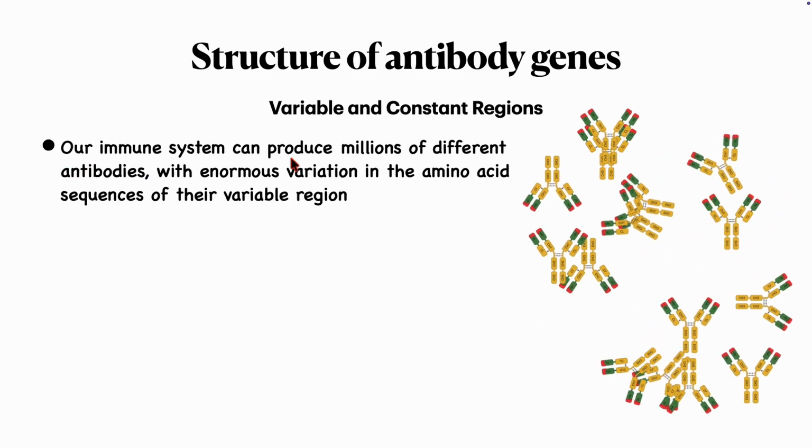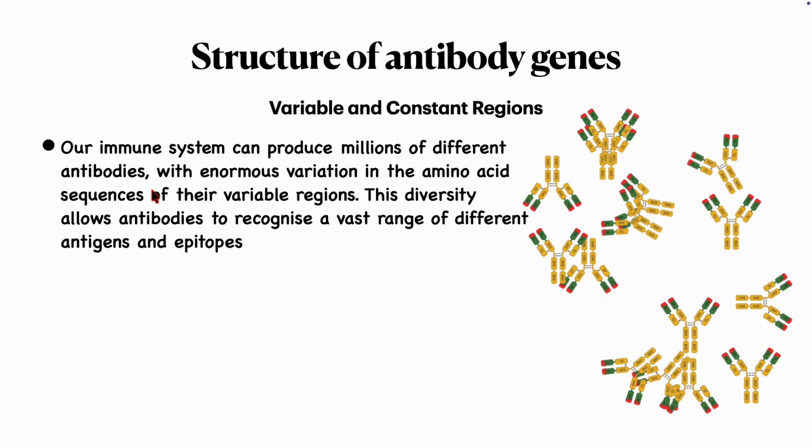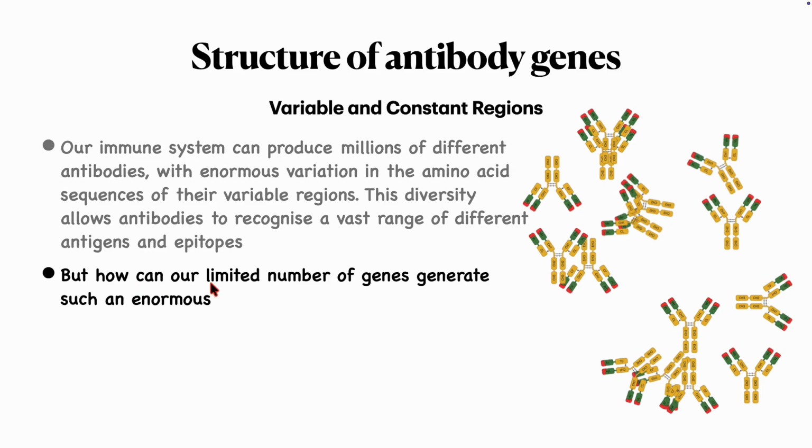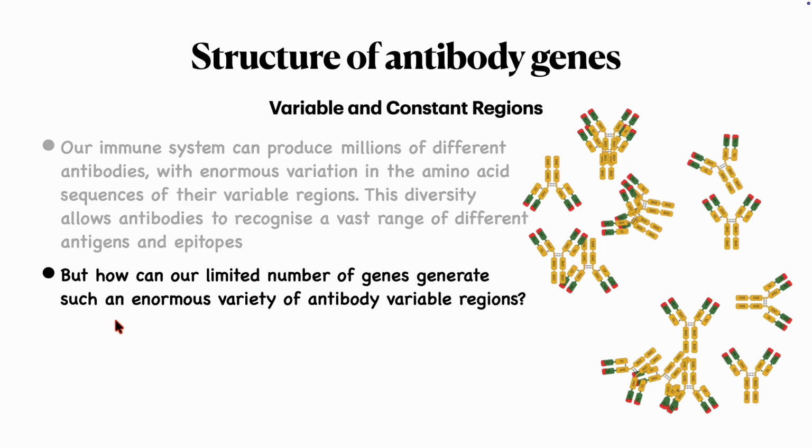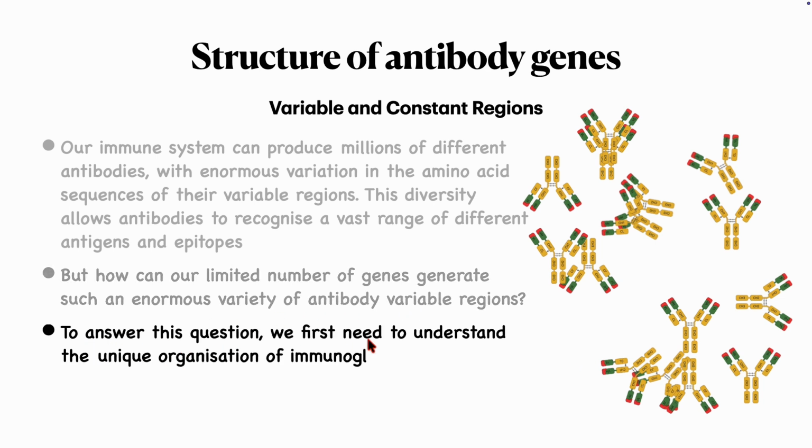Our immune system can produce millions of different antibodies with enormous variation in amino acid sequence of their variable regions. This diversity allows antibodies to recognize a vast range of different antigens and epitopes. But how can our limited number of genes generate such an enormous variety of antibody variable regions? To answer this question, we first need to understand the unique organization of immunoglobulin genes in our DNA.